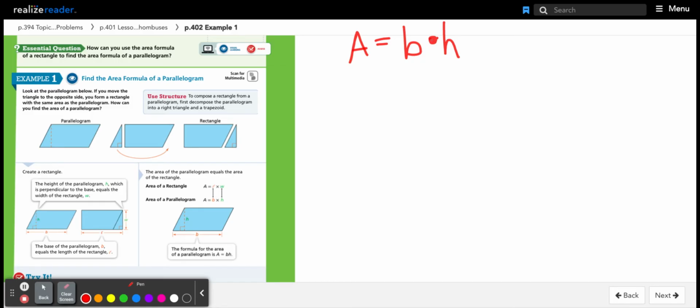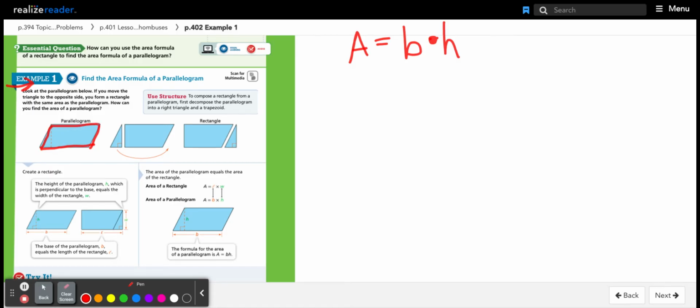Let's look at example 1. Look at the parallelogram below. If you move the triangle to the opposite side, you form a rectangle. So let's just look. Here we have a parallelogram. We have two sides that are parallel, or actually 4 sides, and 2 of them are parallel to each other, and the other 2 are parallel to each other.